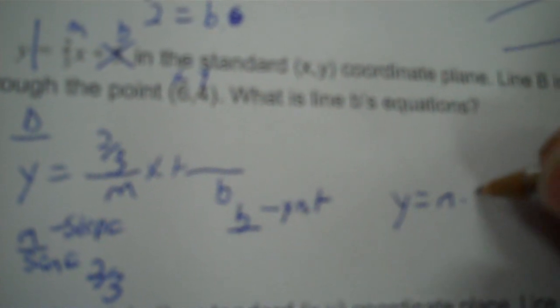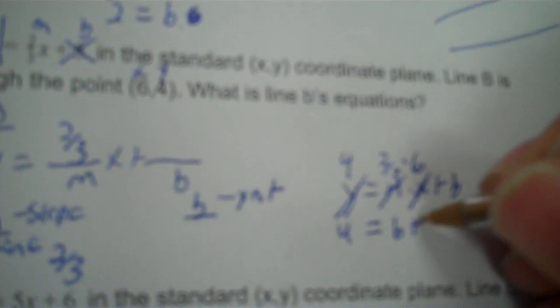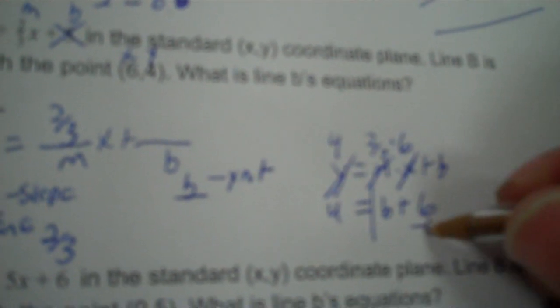And then b, y equals m times x plus b. So the m is 2/3. And then 4 substituted for y, and then 6 is substituted for x. B plus, we don't get the 0, it's going to be 6. And then I subtract 6 from both sides. 4 minus 6 is negative 2. Negative 2 equals b.